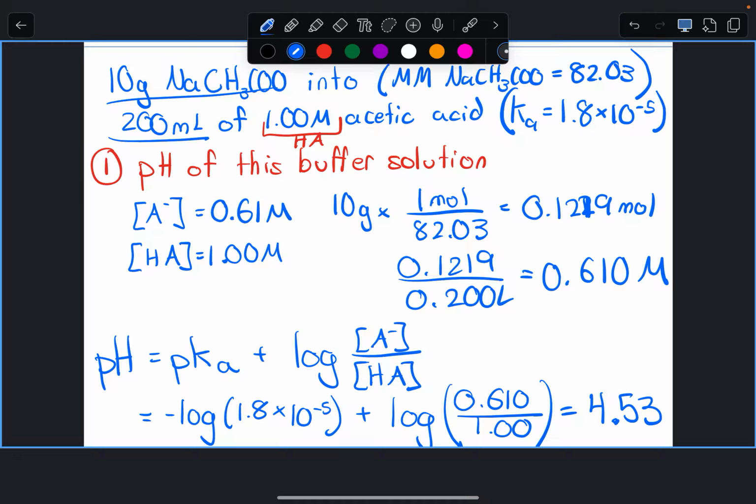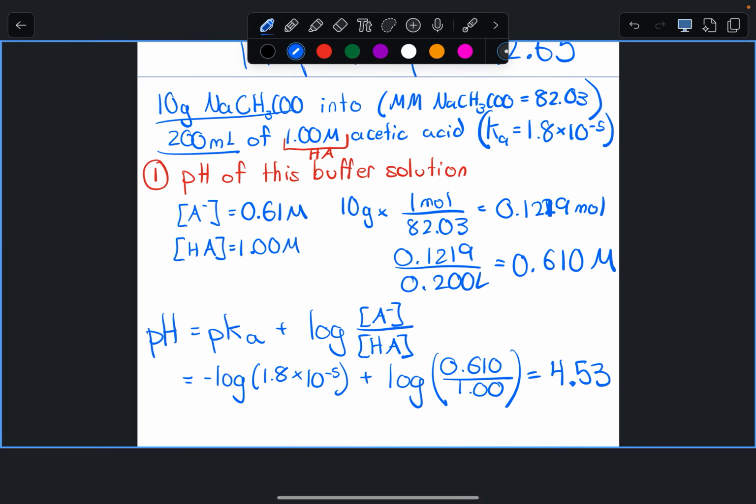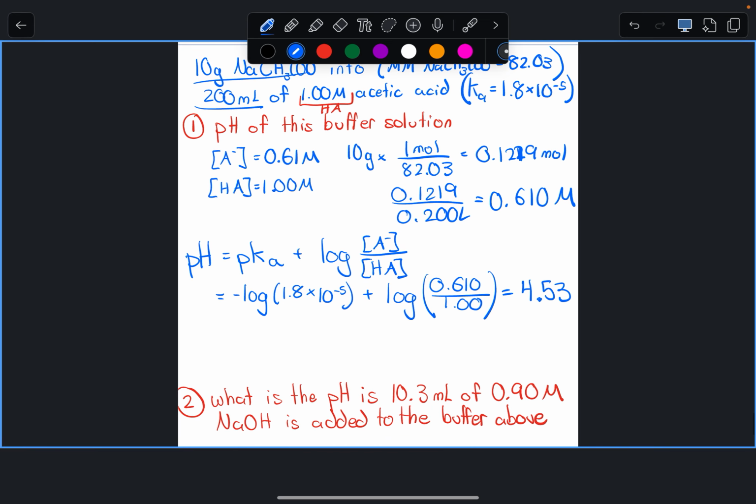So 4.53 for the pH of this buffer before anything else has been added. And then the second part, I'll just leave it like this so you can see the question. We're going to add 10.3 mils of a 0.9 molar NaOH solution, and you need to figure out the new pH. It's going to go up slightly, but not a bunch, the way it would if you just added NaOH to water. So this is dilution, consumption, and then the Henderson-Hasselbalch equation for equilibrium.